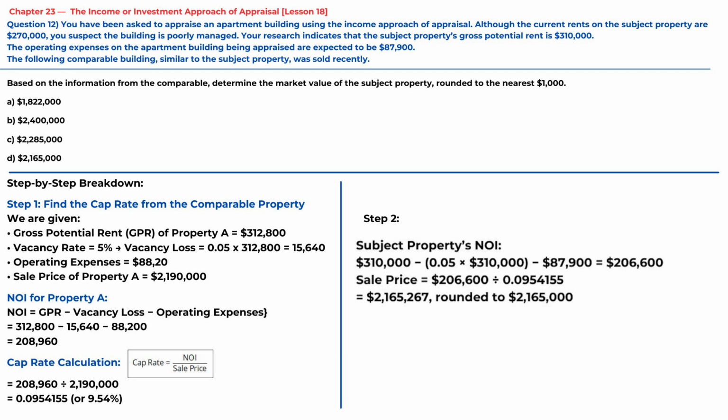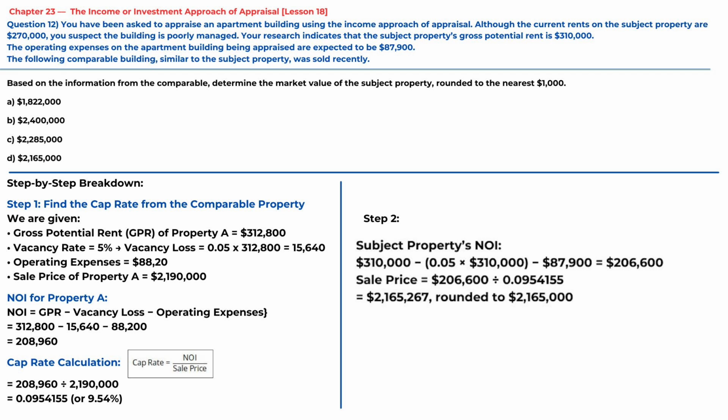Step-by-step breakdown. Step 1. Find the cap rate from the comparable property. We are given gross potential rent, GPR, of property A equals $312,800. Vacancy rate equals 5%. Vacancy loss equals 0.05 times $312,800, which is equal to $15,640. Operating expenses equal $88,200. Sale price of property A equals $2,190,000.